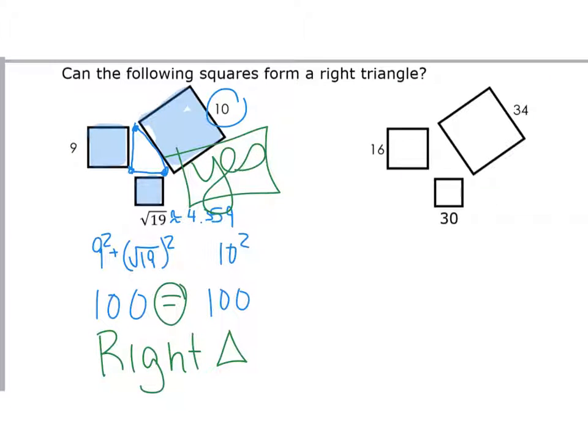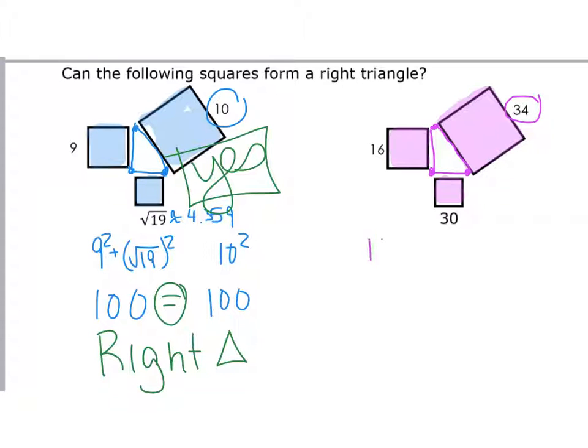Okay, let's look at the next one. When I look at the next one, I'm going to do the same thing. If I took these three squares, my 16, the 30, and the 34 squares with those side lengths, and I pulled them together so that they made a triangle right in here, would that triangle be a right triangle? When I look at the three sides, 16, 30, and 34, the one I would call the hypotenuse would be the longest one, the 34.